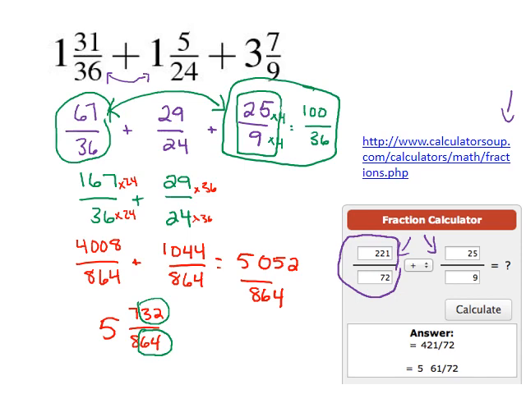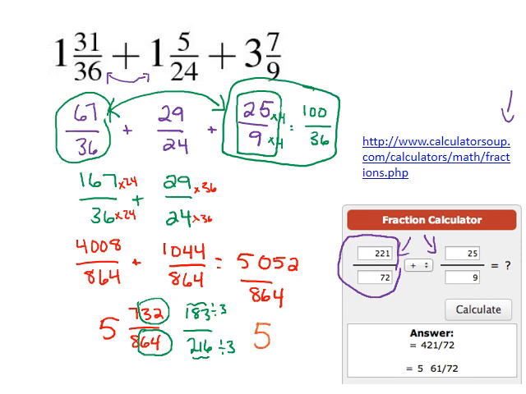732 divided by 4 is 183. 864 divided by 4 is 216. Okay, and if you use divisibility rules again, you can see that 1 plus 8 is 9, and 3 more is 12. So this is divisible by 3, because 12 is divisible by 3. Same thing with your denominator. 2 plus 1 is 3, plus 6 is 9. So this guy is definitely divisible by 3. So we'll try that.